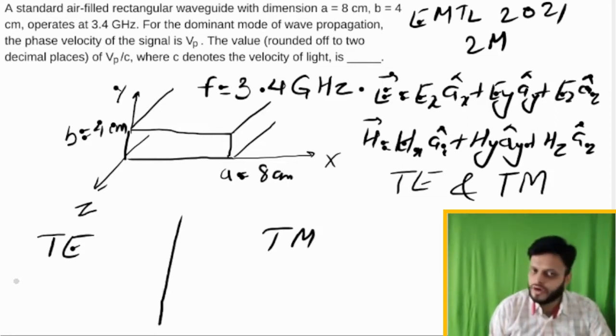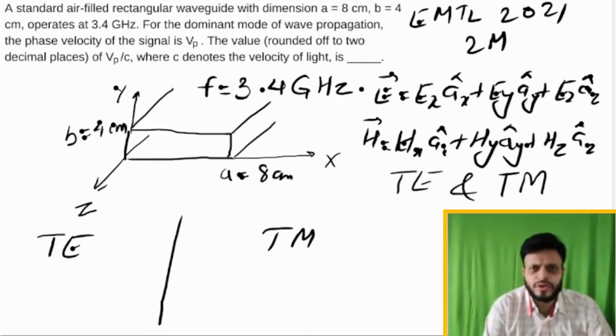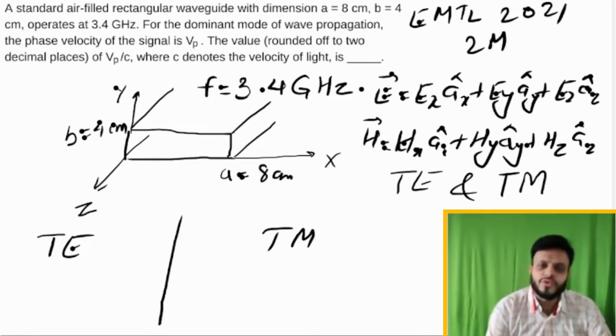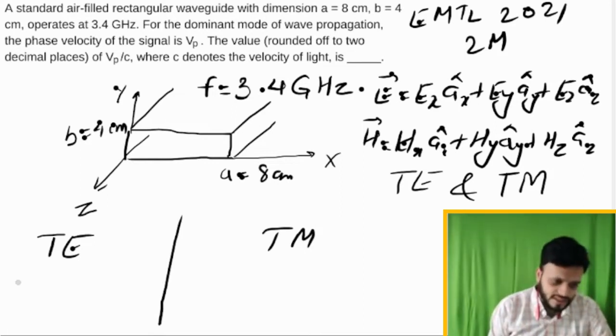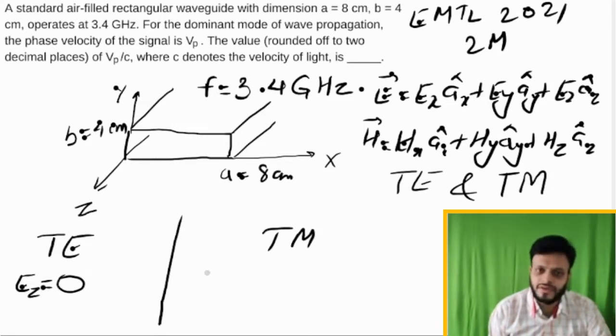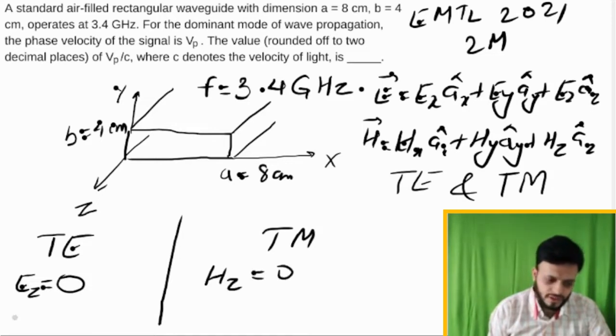As we have already discussed, the component in the direction of propagation will not exist. The components in the direction of propagation, that is our z axis, are Ez and Hz. So in a transverse electric wave, Ez will be equal to 0, and in a transverse magnetic wave, Hz will be equal to 0.